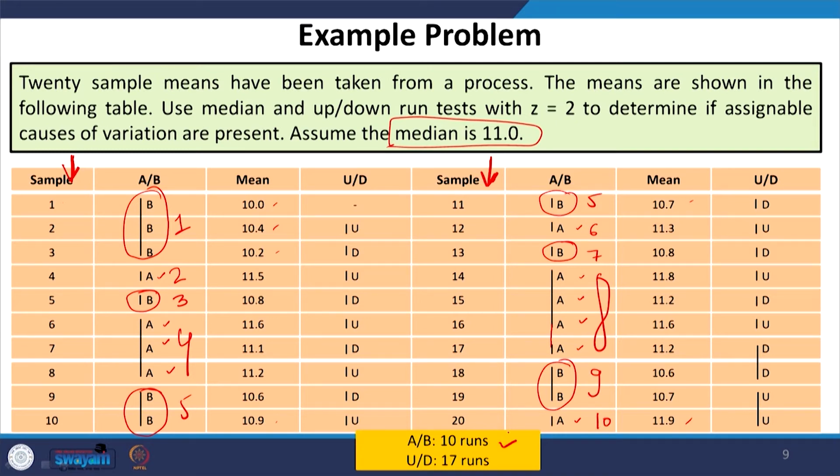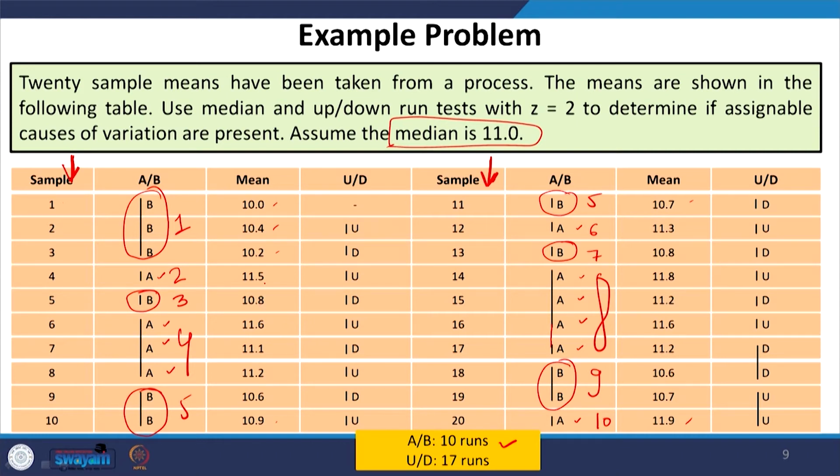So, you have A, B runs which are equal to 10, and similarly now we will calculate U and D runs. For the first there is no mention because we have to take this as our starting point. So, there is no U and D value for the first, but 10.4 is more than 10. So, here U will come. 10.2 is less than 10.4. So, D will come. 11.5 is more than 10.2, U will come.